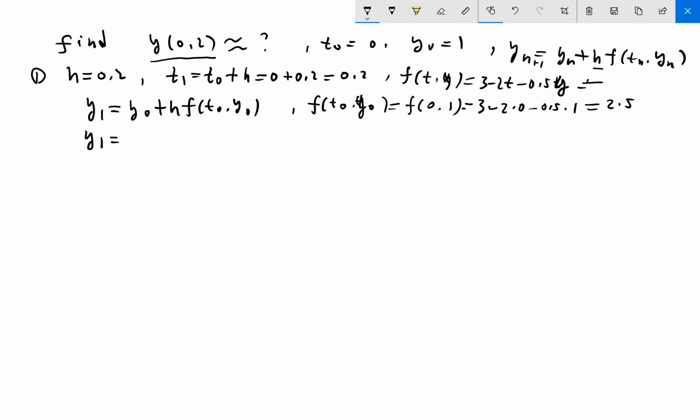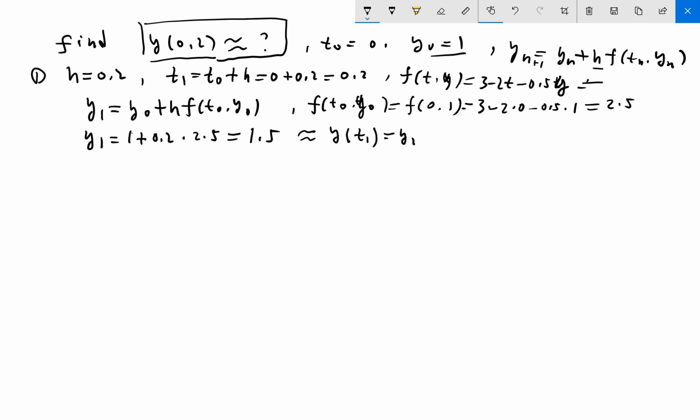So we can find y1. y0 equals 1, so 1 plus h, which is 0.2, times f(t0, y0), which is 2.5. Once you calculate this, it gives you 1.5. We found y1. Remember what we want to find? So 1.5 is what we're looking for. Remember, y1 gives you an approximation of y evaluated at t1. What is our t1? t1 is t0 plus h; t0 is 0, so that gives you 0.2. That's exactly what we're looking for. So we stop here.